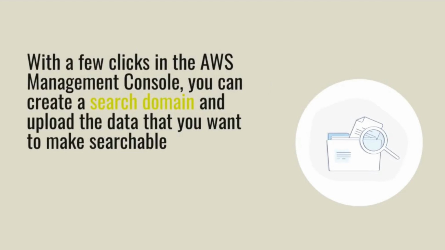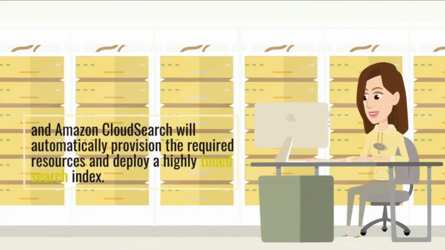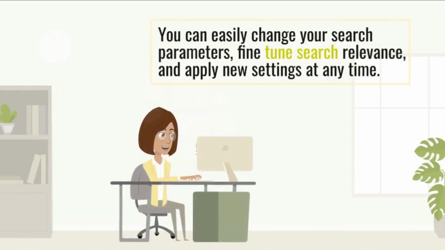With a few clicks in the AWS Management Console, you can create a search domain and upload the data that you want to make searchable. And Amazon CloudSearch will automatically provision the required resources and deploy a highly tuned search index. You can easily change your search parameters, fine-tune search relevance, and apply new settings at any time.